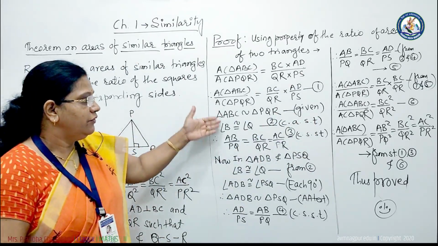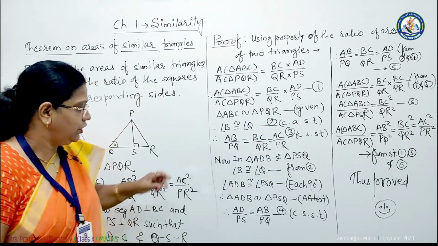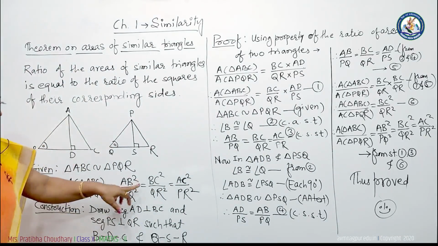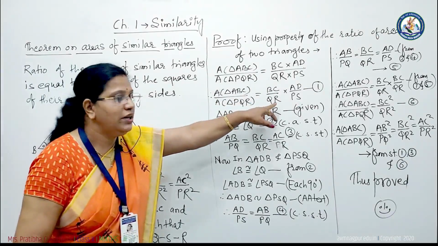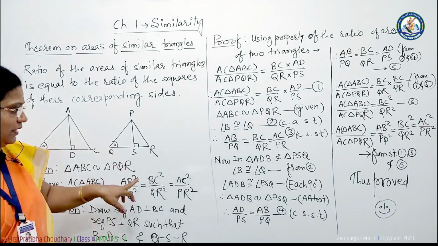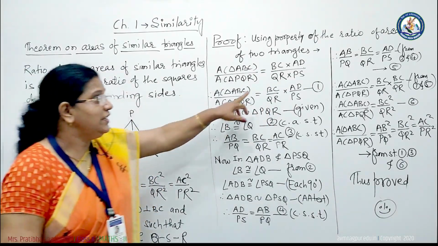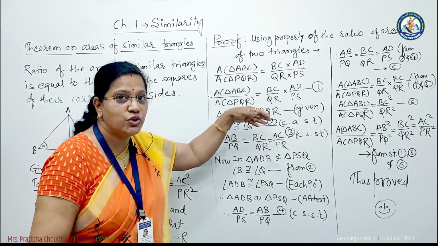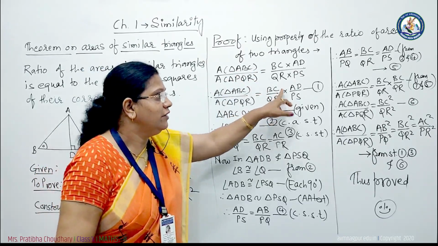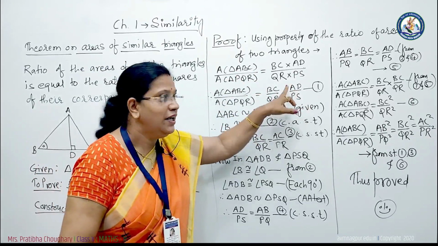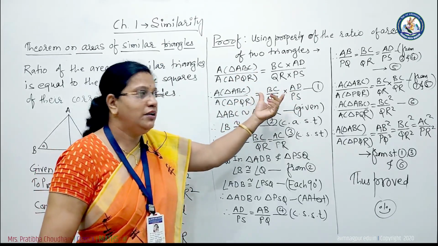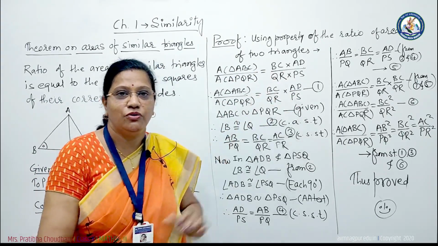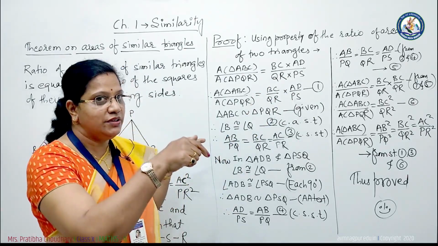Okay, now we have taken this. After that we need to concentrate on AB square upon PQ square and BC square upon QR square. But see, here it is not AB upon PQ. What is there? BC upon QR. So we need the square of BC and the square of QR. For that, if we somehow show that AD upon PS is equal to BC upon QR, we will definitely get BC square upon QR square there. So now we will concentrate on them.